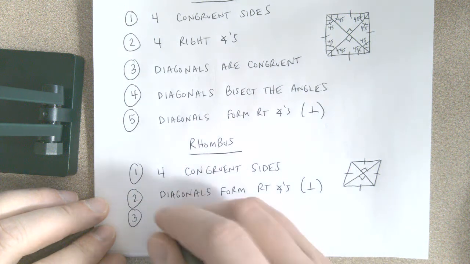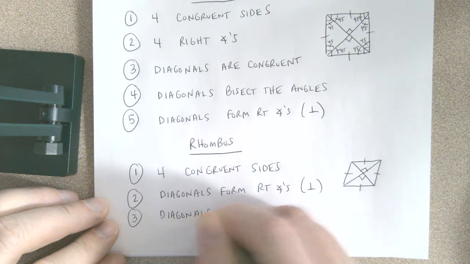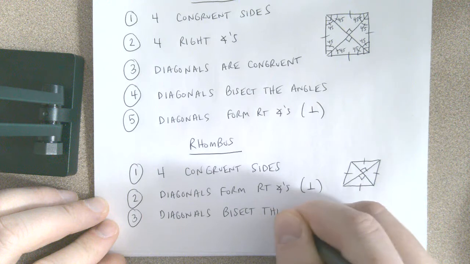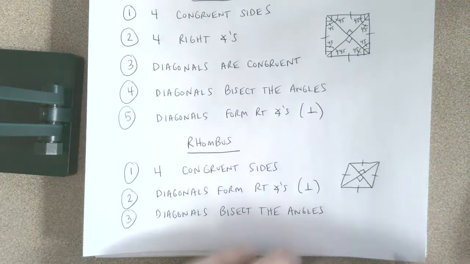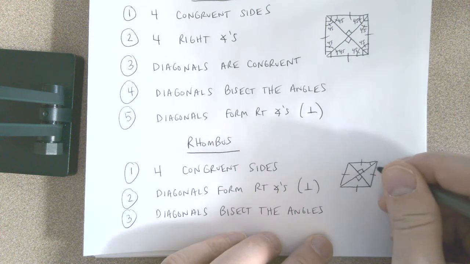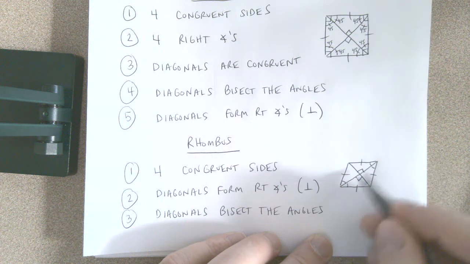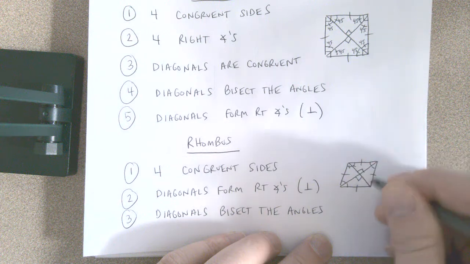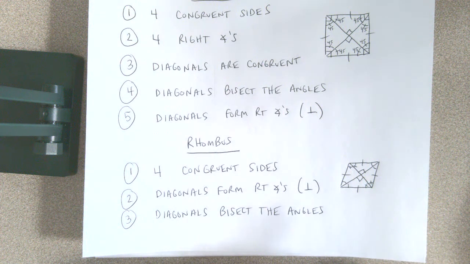And then lastly, for the rhombus, the diagonals bisect the angles. What that means is the opposite angles that are being bisected will form four angles that are the same, and then the other pair of opposite angles will form four other congruent angles.